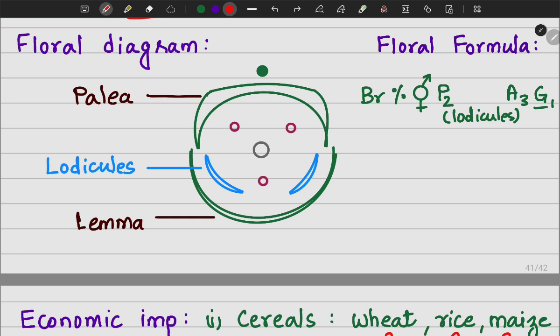Alright, inside the palea and lemma, there is no distinct calyx or corolla, but they are present as lodicules, which we studied are reduced to two scales. So they are shown in the diagram like this. These are the two perianth parts which are called lodicules. Then the androecium, the three stamens are shown here like this, and in the middle, the superior ovary, gynoecium. Alright, so this is the floral diagram.